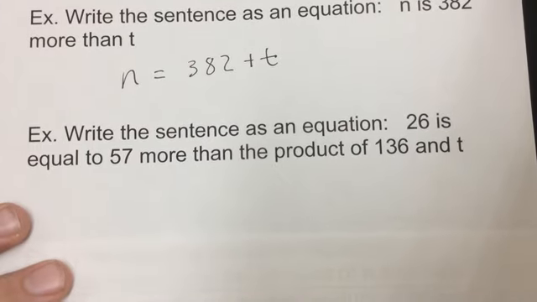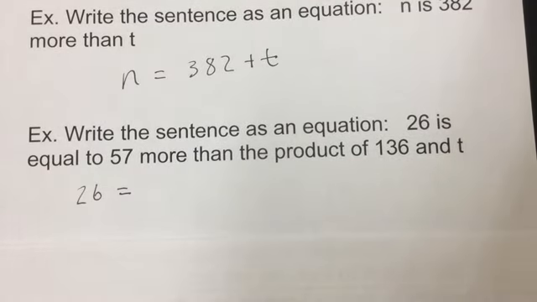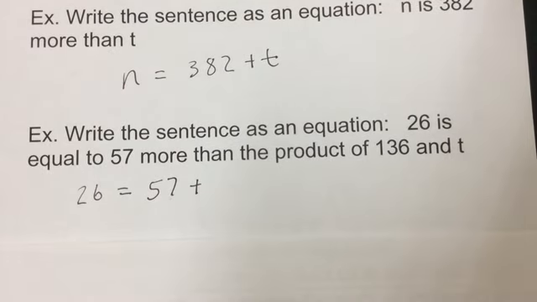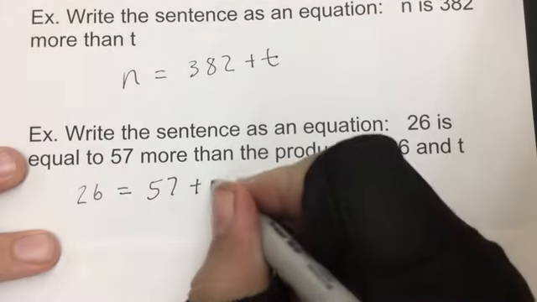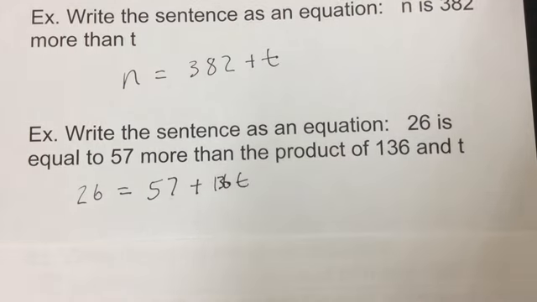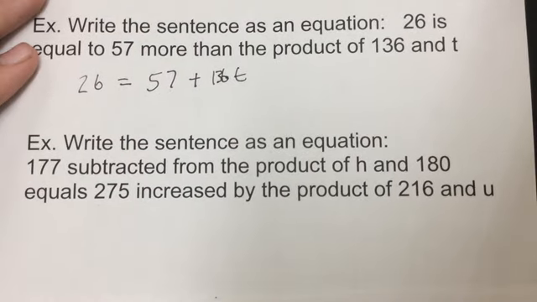So, a little more complicated here. Write the sentence as an equation. 26 equals 57 more than, so 57 plus the product of 136 and T. Product means times, so 136T. All you're doing is writing out that equation, that expression. We're not actually solving. We'll do that next time.